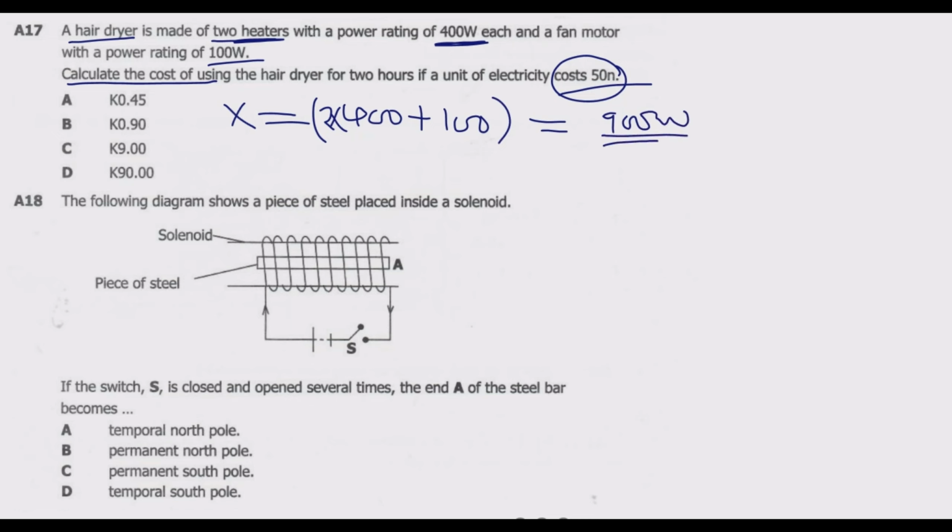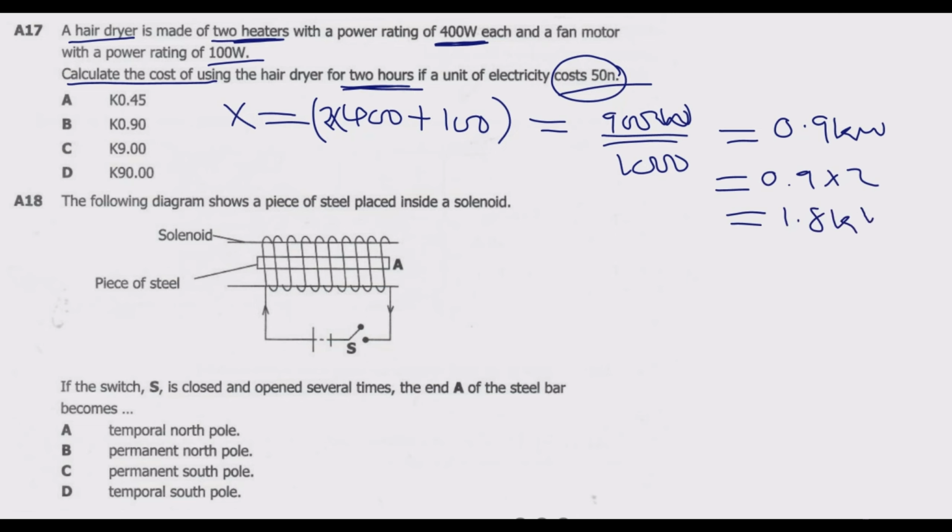Now these watts need to be converted to kilowatts, so we need to divide by 1000, because there are 1000 watts in 1 kilowatt. So we divide by 1000, and we end up with 0.9 kilowatts. Now we multiply this by the time to make it kilowatt hours. It's 2 hours, so we have 0.9 multiplied by 2, which is 1.8 kilowatt hours. This is the unit, standard units.